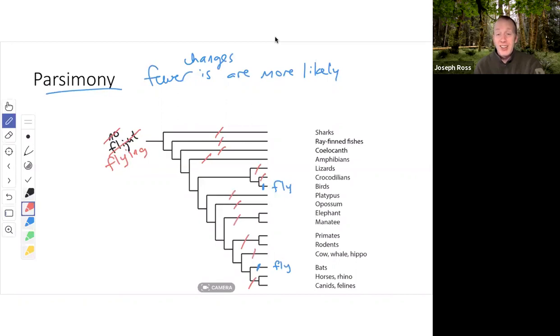So which is more likely? It's more likely that flight independently evolved twice, specifically in the lineage of birds and specifically in the lineage of bats, and that the ancestor did not fly, than the other hypothesis, which is that the ancestor of all of these species had the ability to fly, and then each of these lineages that don't fly independently lost that ability. That is the concept of parsimony.